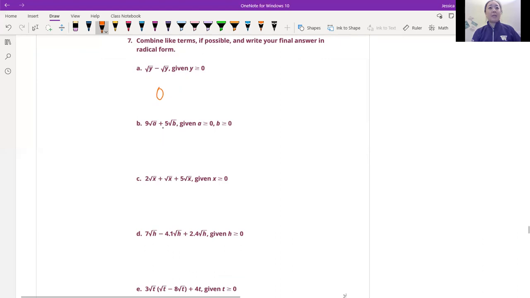Okay, and then let's see for B. So 9 root A plus 5 root B is... I was waiting for an answer. That's it. There's nothing else to do. So this is literally not simplifiable. This is as simplified as it can get. I should probably say cannot simplify more. This is it.